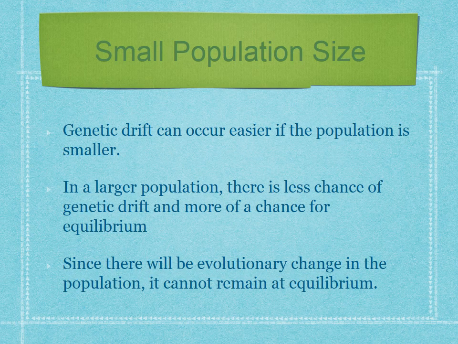The second one: if there's a small population size, genetic drift is more likely to occur. If you have a large population, there's less of a chance for it to occur, and more of a chance for equilibrium, because you have more individuals. If something were to happen, there's not going to be a lot of shift. But if you have a small population, that's when you start seeing changes occur more frequently. Since there will be evolutionary change, a small population cannot remain at equilibrium.